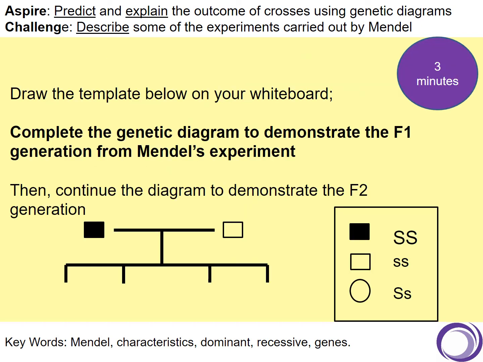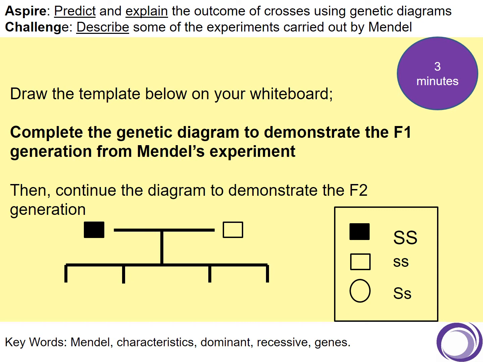Now, this template is often described as a family tree. And I want you to draw that template on your piece of paper or on your whiteboard now. And I want you to think about what the genetic diagram would look like for the first generation from Mendel's work. Now, by F1, I just mean the first cross. So what would the outcome be at the end of those four branches? Then I'd like you to think about, okay, well, if it carried on again, what would the outcome be?